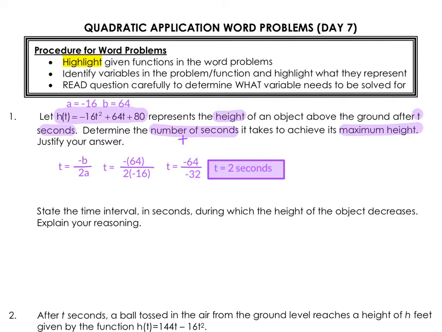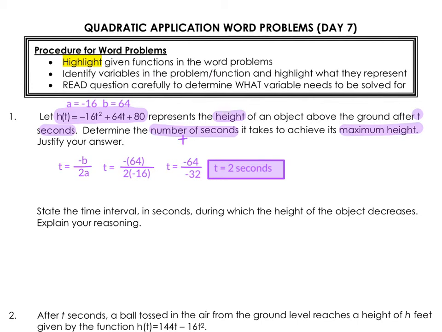When you read these questions, always look and see what's happening and what they're asking you for, and then approach it from there. Because I needed the time of the maximum height, all I needed was the t value. If they had asked for the maximum height, or the point where the maximum happened, I would need to substitute this t value back in to find the height. If it was the point, we would need the time and the height. So always read the question and make sure you're answering what they asked you to find.